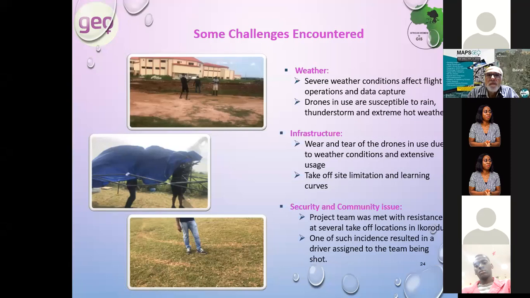So like I said earlier, it is always very important to be able to forecast the weather and tell when there's going to be a thunderstorm, light showers, rainfall, dark cloud, and all that.